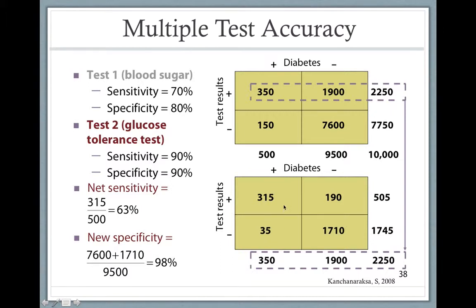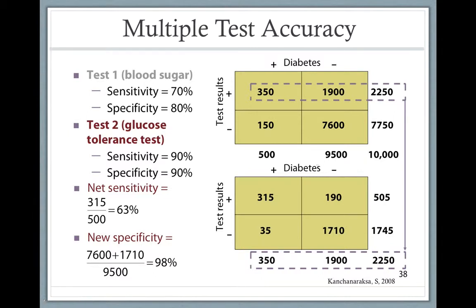So if you multiply 350 by 0.9, you get 315. If you multiply 1900 by 0.9, you get 1710. Just a reminder, again, you should be able to manipulate those tables.